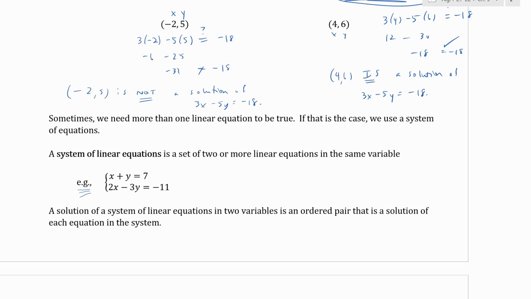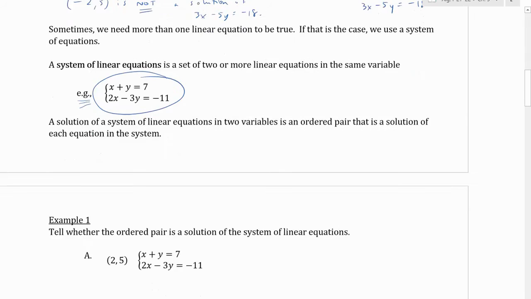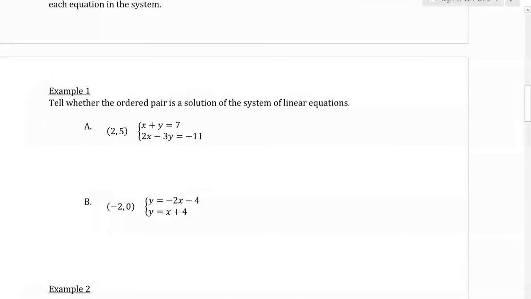For example, here is an example of a system that I need to figure out the solutions that make x plus y equals 7, and at the same time, to make 2x minus 3y equal negative 11. So I'm going to figure out any and all ordered pairs that would be true for both of them. Okay, so first, let's just see if you can tell why it actually is a solution. So let's say we take this system. Here's an x and a y.